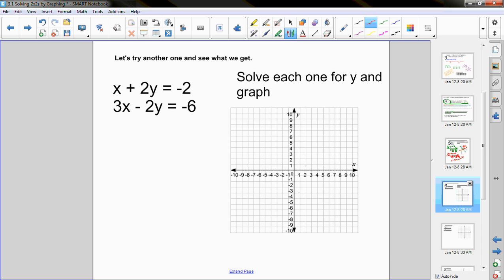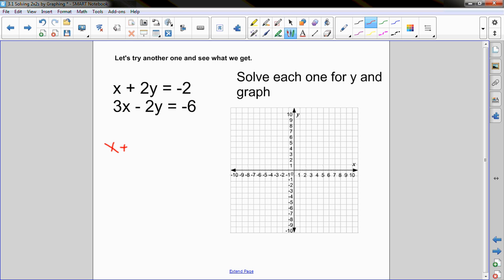We're going to do the first one, and it's going to be x plus 2y equals negative 2. Tell me how to solve them. What do I do? Minus x. Yep, minus x. And I'll do the easy part. I'll take 2y equals. You tell me what to do. Negative 1. Right? Negative x minus 2.